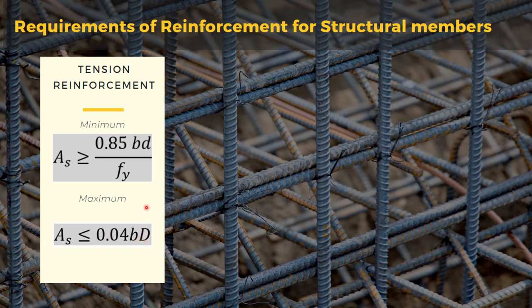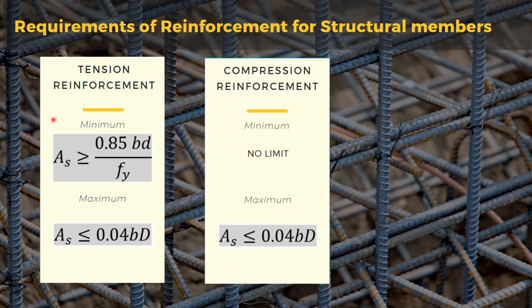What will be in the case of compression reinforcement? Is there any minimum criteria for compression reinforcement? No, there is no minimum criteria for compression reinforcement. There is only a limit for maximum. Maximum is the same as the tension reinforcement, nothing but 4% of gross area.